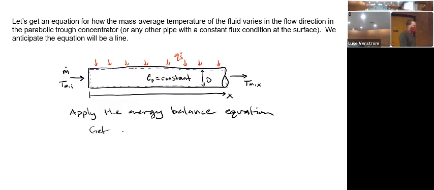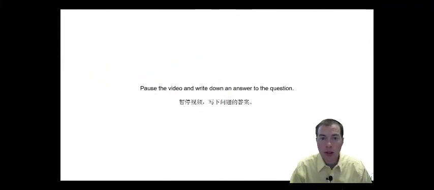So get T_m(x) equal to some function of x. I want you to figure out what this function is. What is the function of x that allows you to calculate the mass average temperature of the fluid? So give yourself 2 minutes to try on your own. Now, what I would like you to do is pause the video and write down an answer to the question.